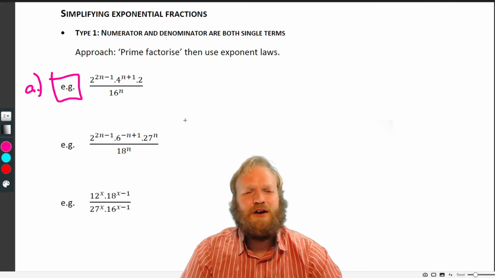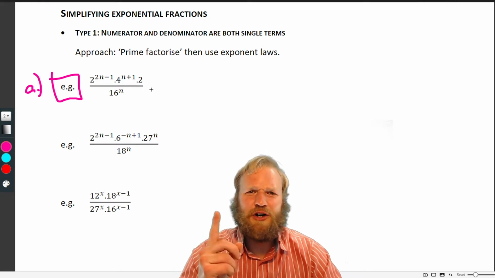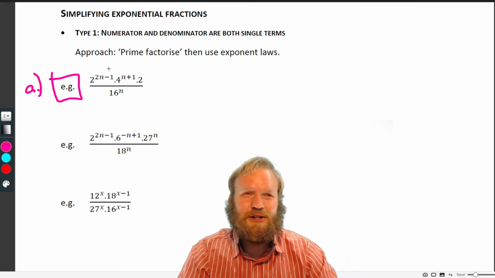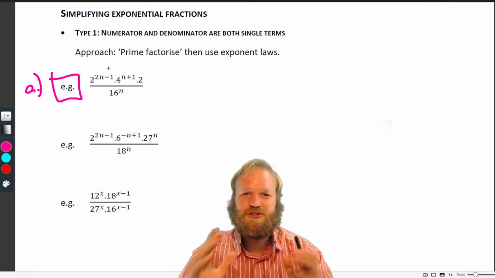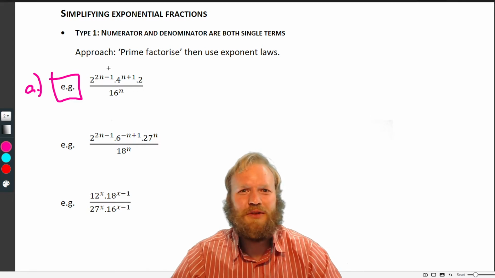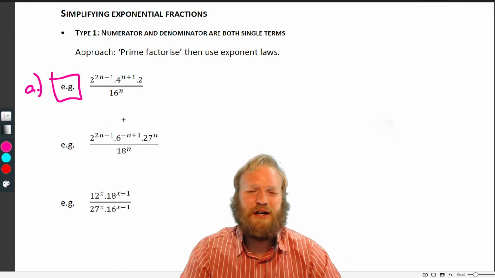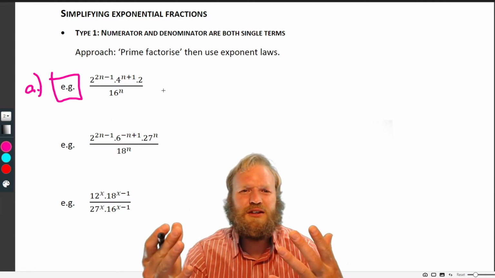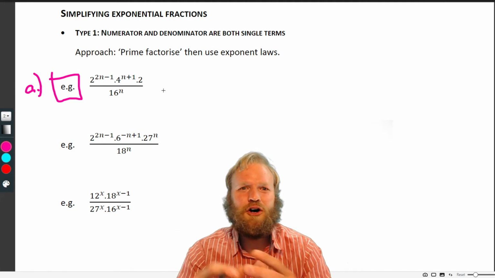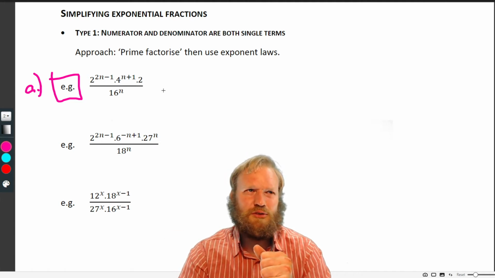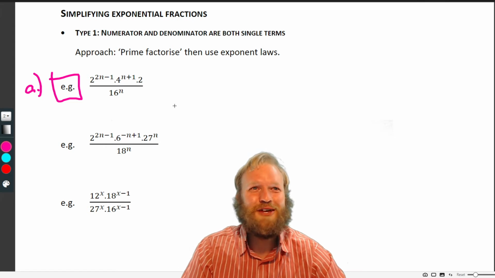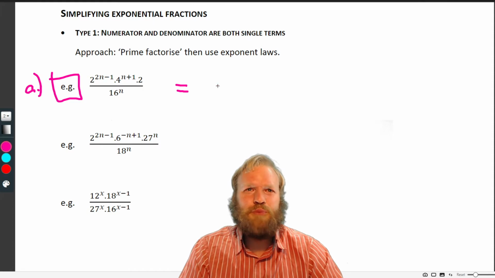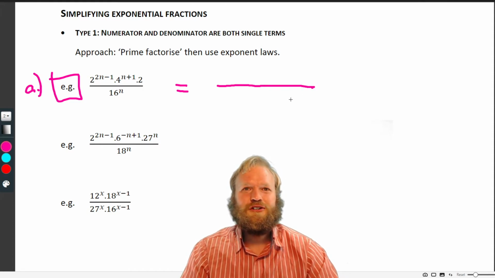Let's call it A. How many terms are there in the numerator? Well, there's just one term in the numerator because there's multiplication and exponents, but not adding or subtracting. How many terms in the denominator? Well, 1. So in neither the numerator nor the denominator are there multiple terms. So what we're going to do then is prime factorize and go from there.